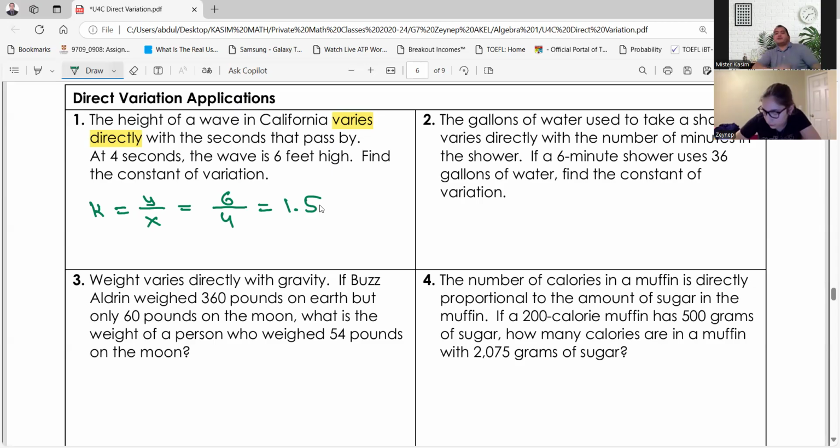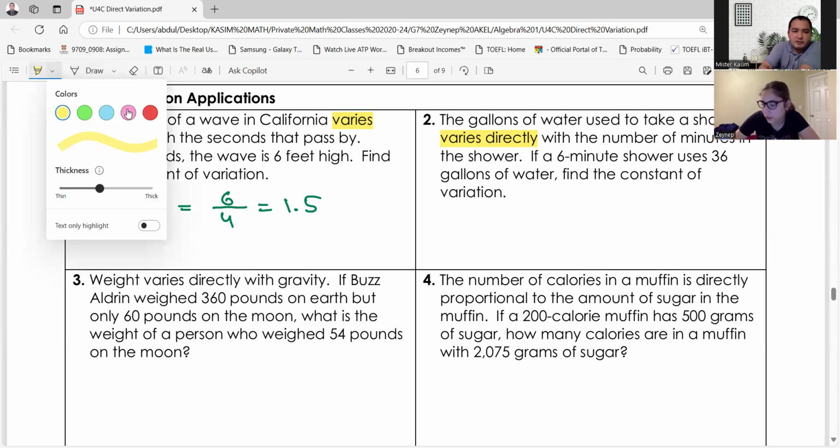Question two. Read the question. The gallons of water used to take a shower varies directly with the number of minutes in the shower. If a 6-minute shower uses 36 gallons of water, find the constant of variation.